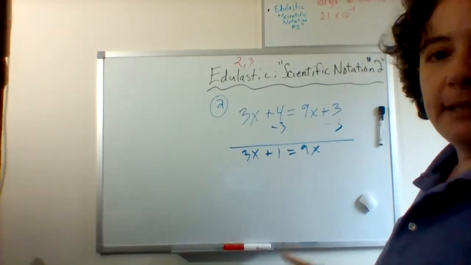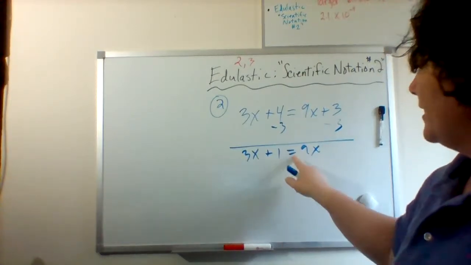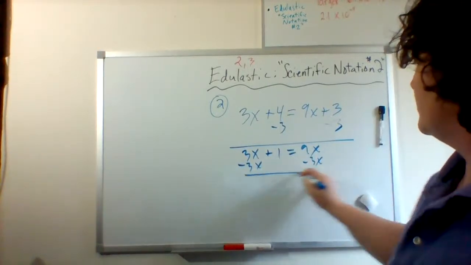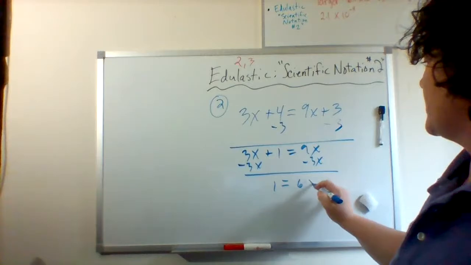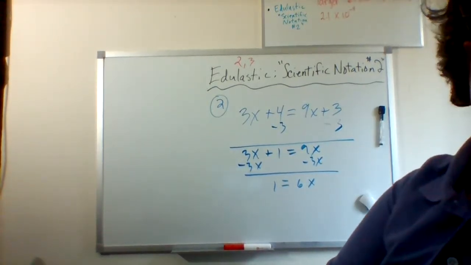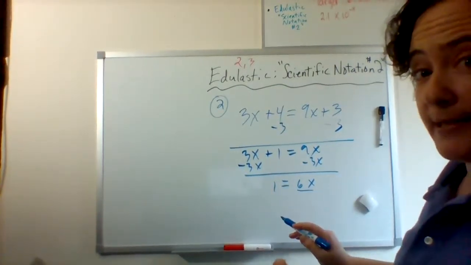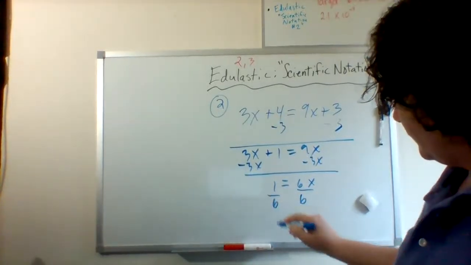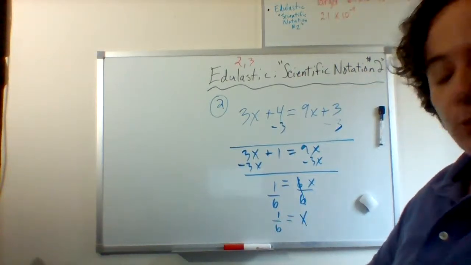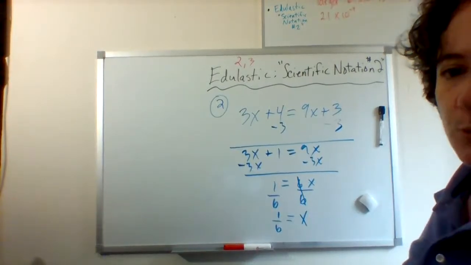Okay, the next thing that I'm going to do is you want the like terms together, and right now they're separated. So I would do a minus 3x here and a minus 3x here. So 1 equals 6x. So what's my last step? Divide by 6. x equals 1/6, and that's one of your answer choices. So I hope that helps with number 2.